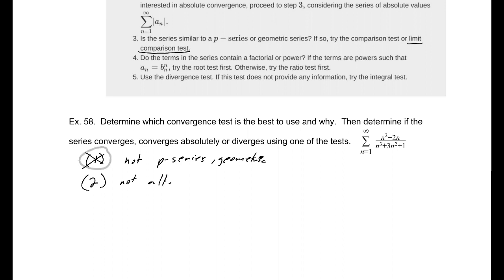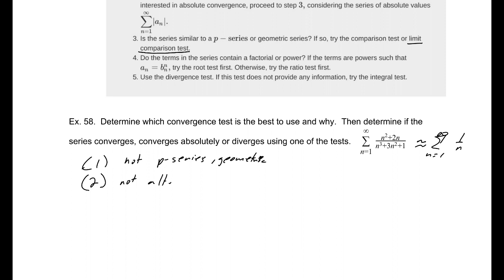Okay, so I do not need that second set. Is it similar to a p-series or a geometric? Yes, actually. We have an n squared over n cubed. So this series here appears similar to 1 over n, the harmonic. Now that does not mean it diverges. That means we can, however, look at the limit comparison test. So that is really our third set.